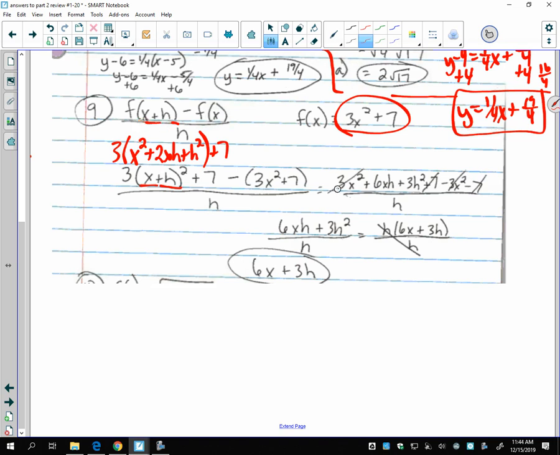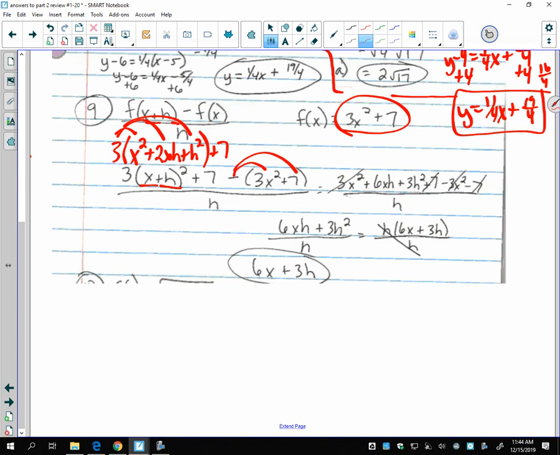So how did I get 3x squared plus 6xh plus 3h squared? Because then I just distributed this 3 in here, and I had plus 7. And then I have to subtract this whole thing. So don't say it's minus 3x squared plus 7, because I have to distribute that negative sign. So that becomes minus 3x squared minus 7.